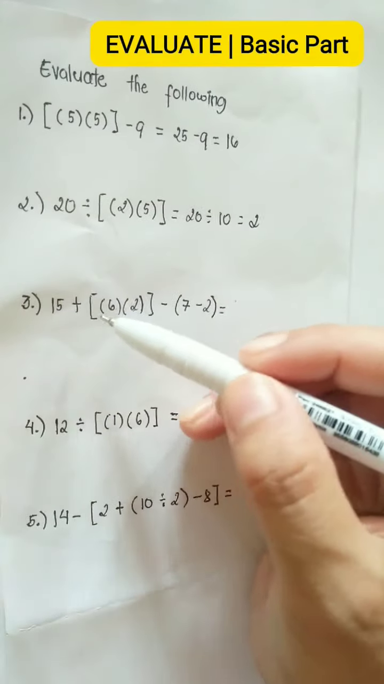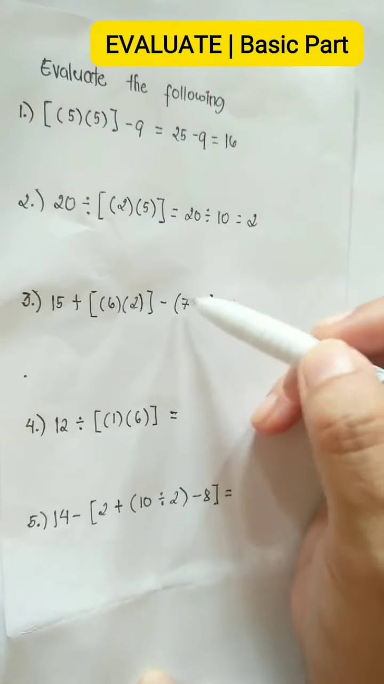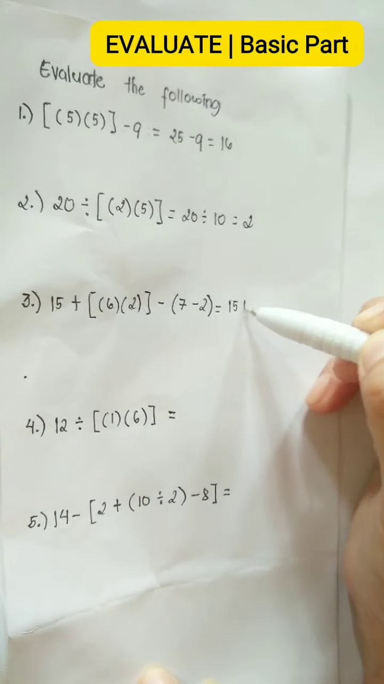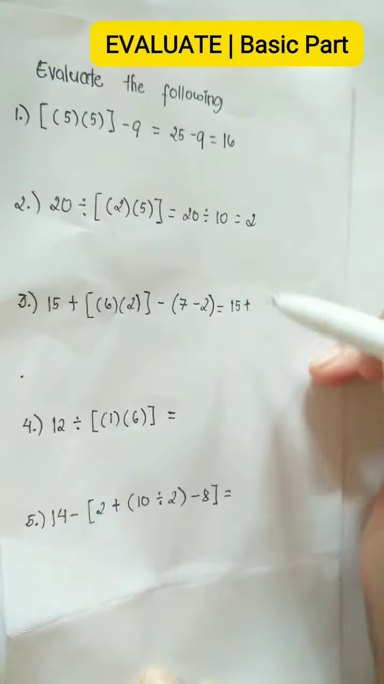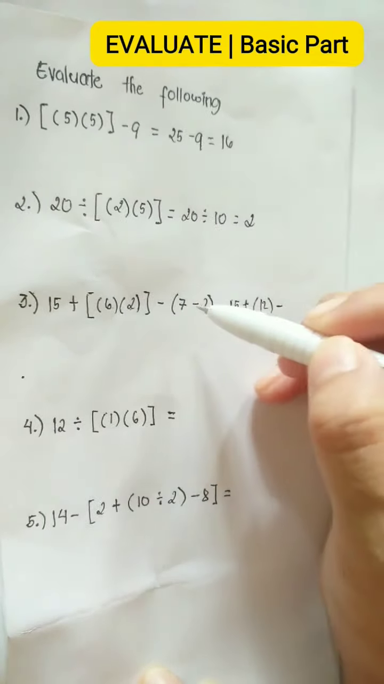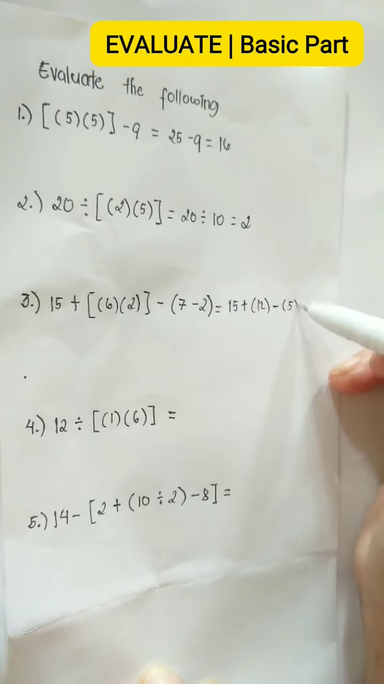Next, we have here 15 plus 6 times 2 minus (close and open parentheses) 7 minus 2. Again, we just simply write 15. We have to deal with the inside part. 6 times 2, that is 12. Then the minus sign. Then 7 minus 2, that is 5.